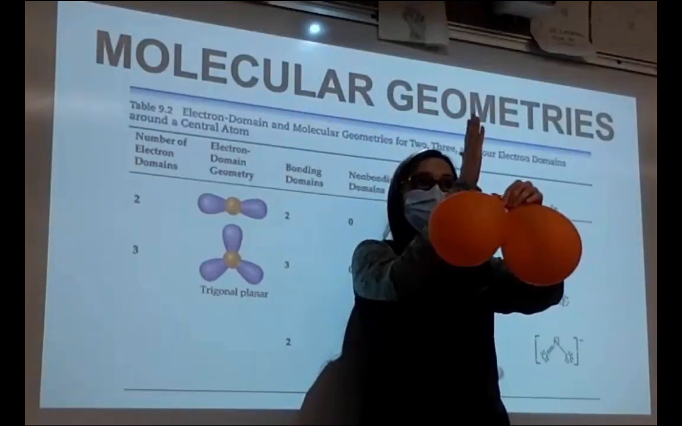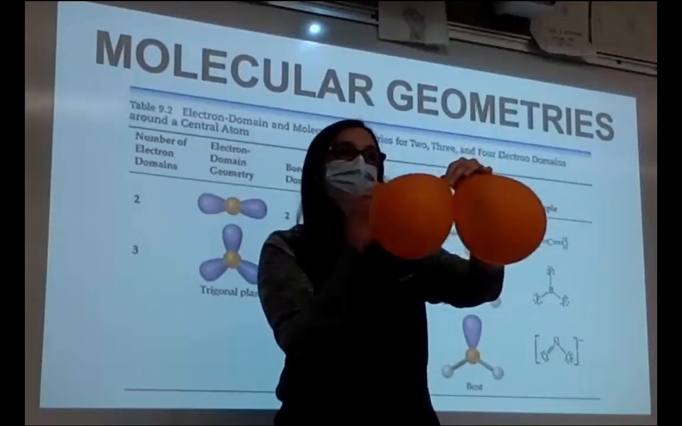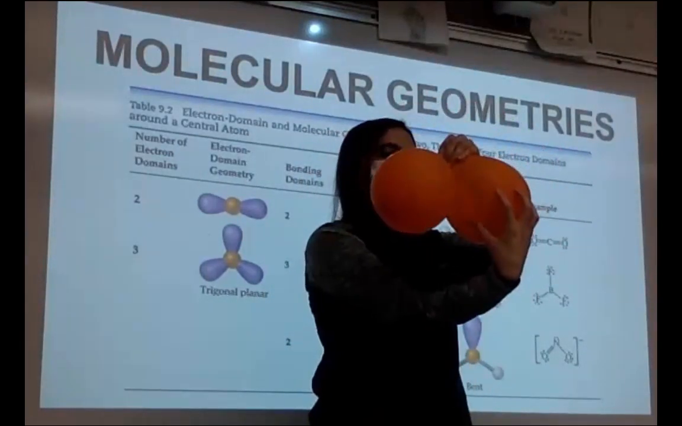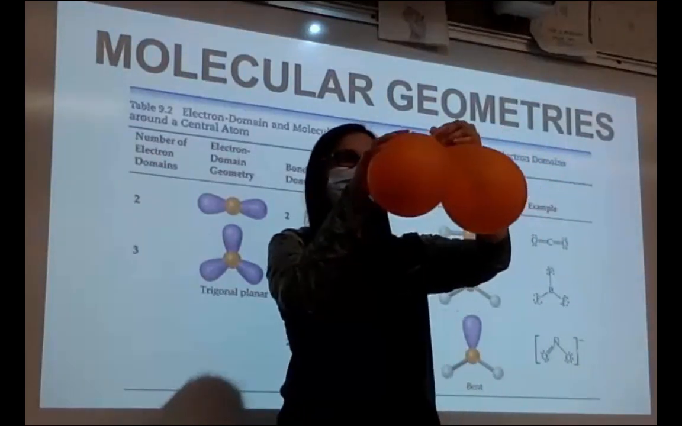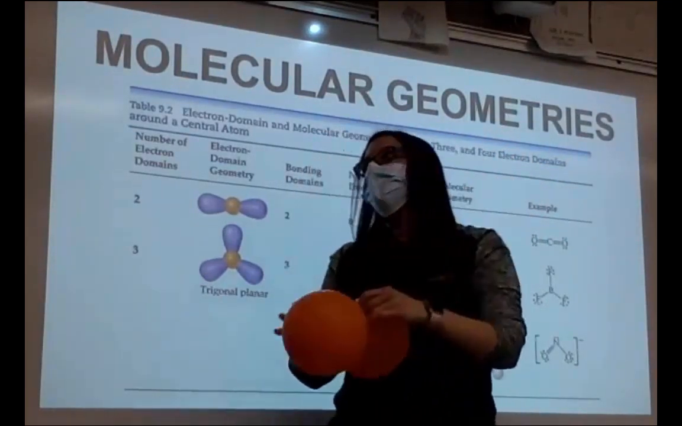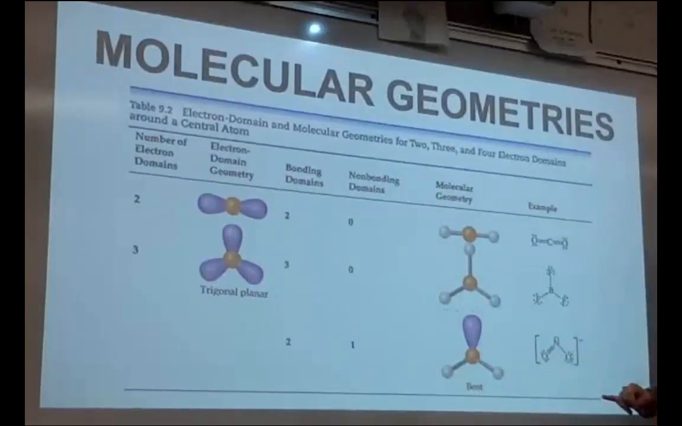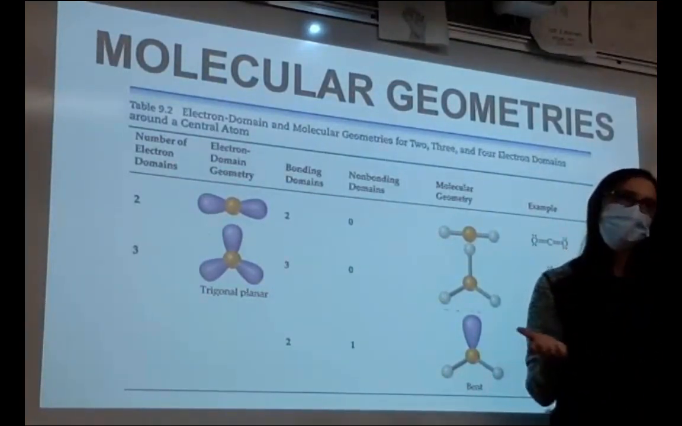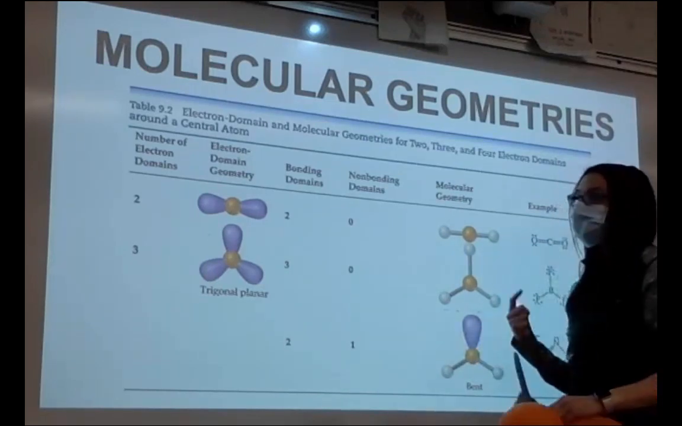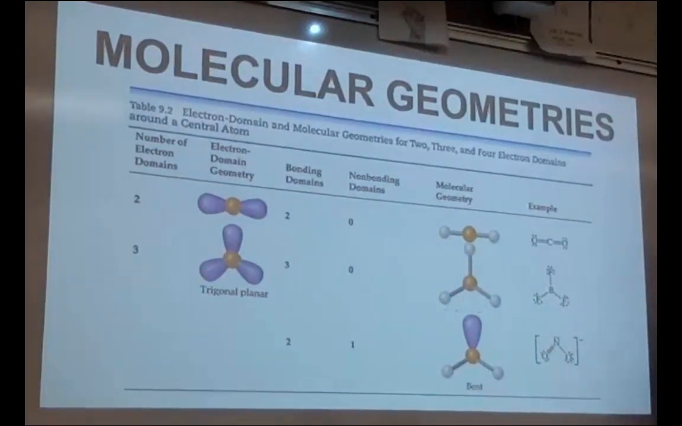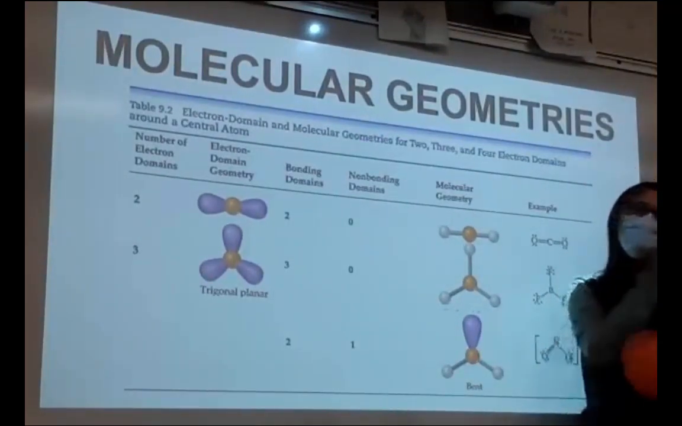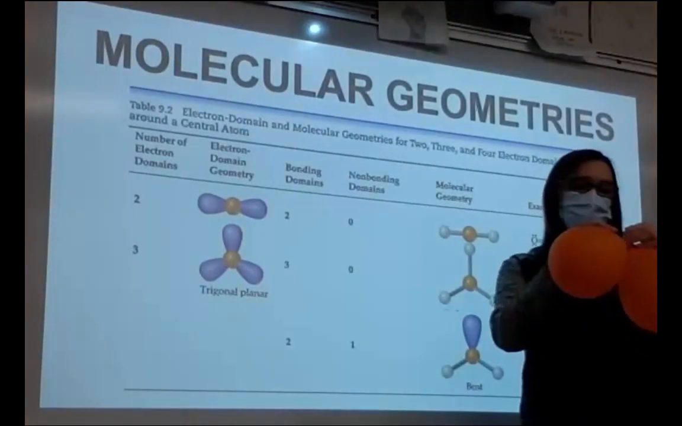So it's still trigonal planar in terms of electron domain geometry. There's still 1, 2, 3 areas of electrons. But the molecular geometry is now different. Now, whether you call this bent or angular, it doesn't matter. More and more often now we're seeing 2 atoms bonded and 1 lone pair also being called bent. So either term is fine.